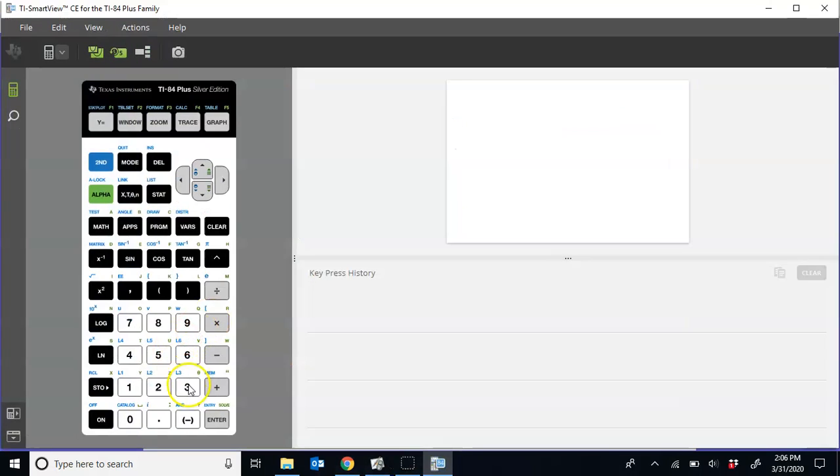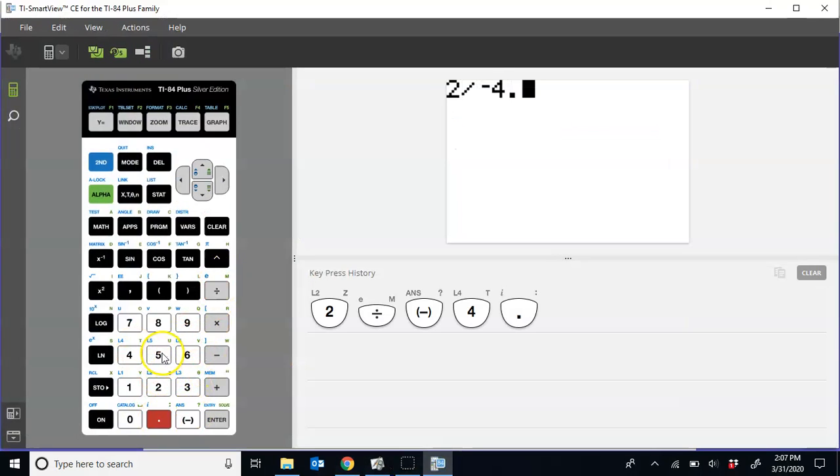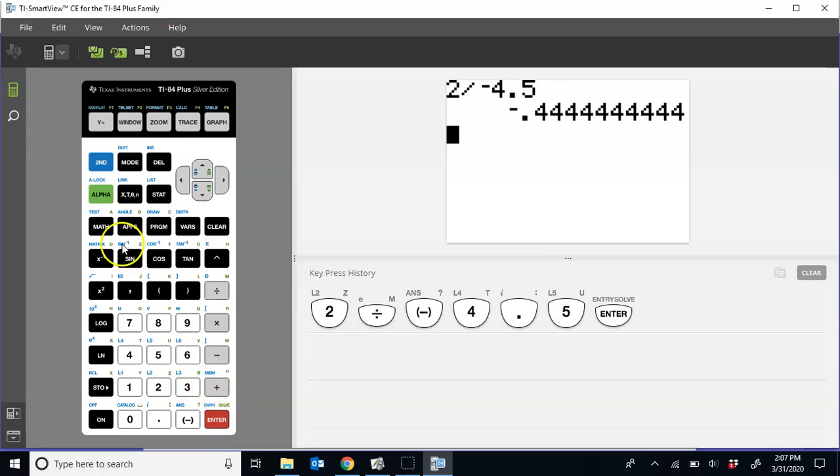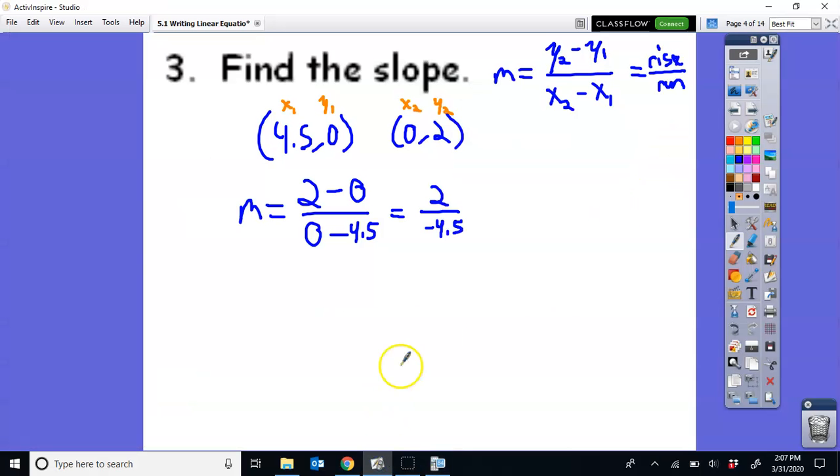And we can use our calculator to help us here. 2 divided by negative 4.5 is going to give me negative 0.44444. Math, enter, enter. And guys, like I said, you can use the Desmos calculator if you need to. Negative 4 over 9. So my slope is negative 4 over 9.